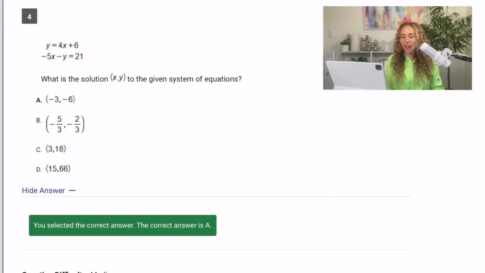Okay, question 4. So they give us a system. They said, what is the solution to the given system of equations? Typically, I do the elimination method because they have the x's and the y's neatly lined up. That's not the case here, but they define y in terms of x. So this is a great time to use substitution. So I'm actually going to put 4x plus 6 in for y into the second equation.